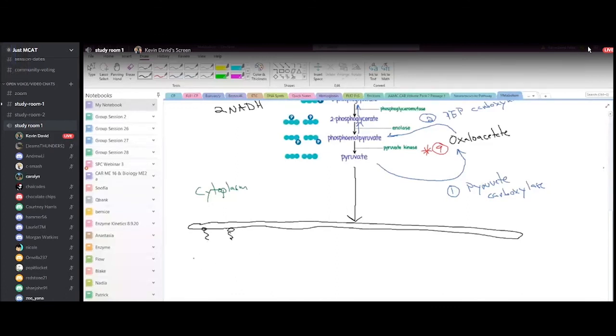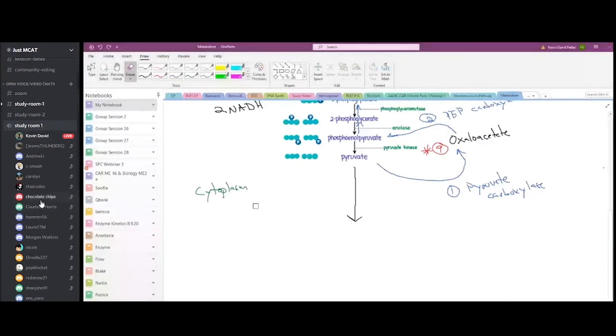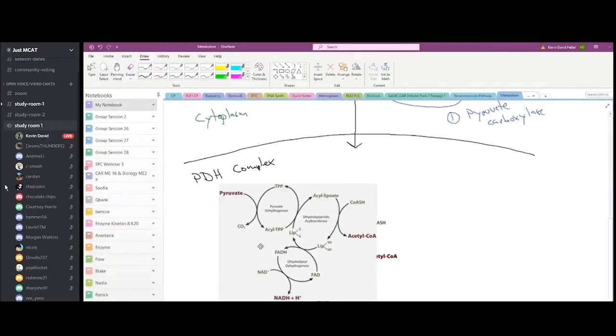Pyruvate dehydrogenase complex. Sometimes called PDC or PDHC, right? So PDH complex. It's not as abbreviated as just PDH or PDC. It doesn't really matter. Not super high yield.